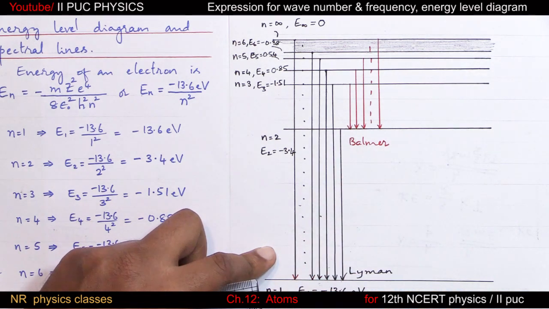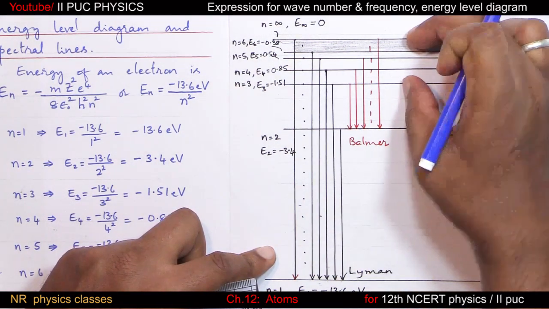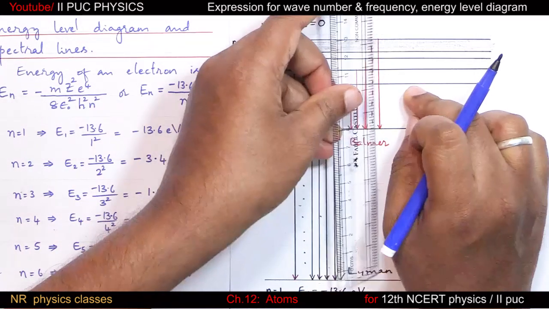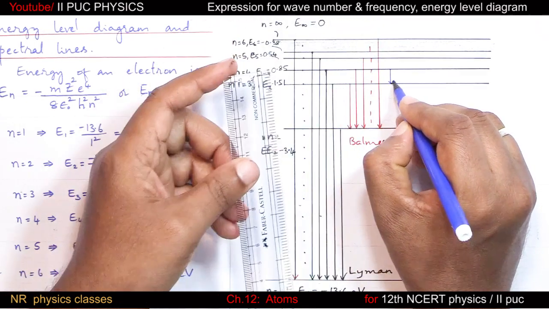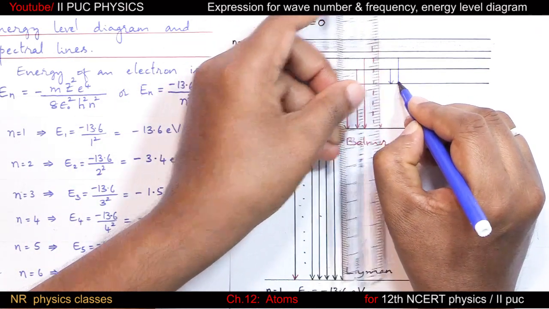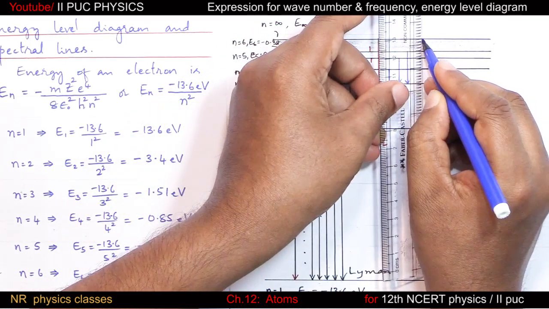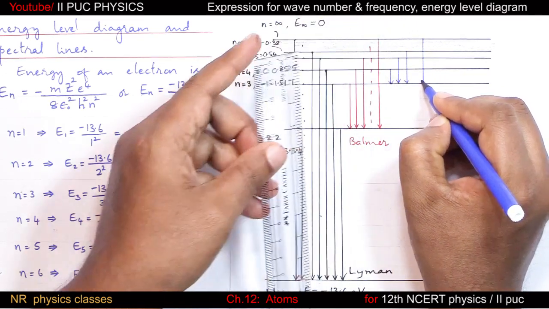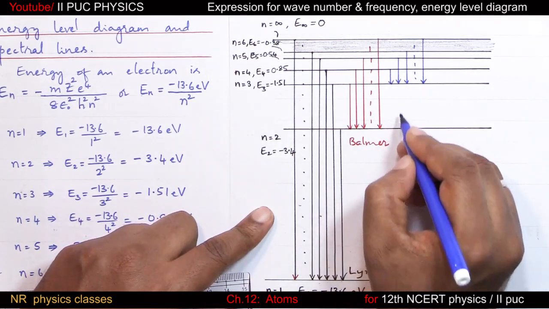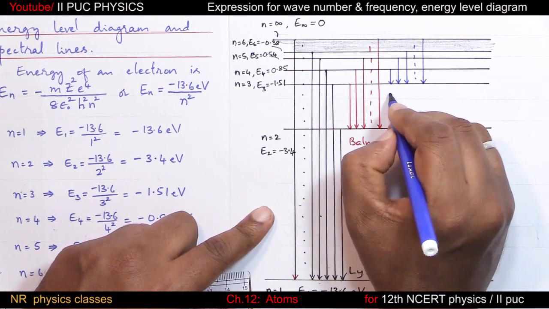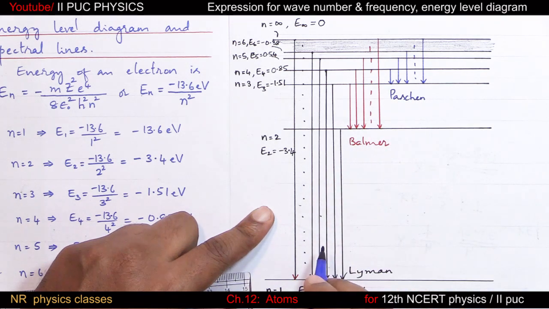Next, higher energy states to the third level. If electron takes transition from 4 to 3, 5 to 3, 6 to 3, ultimately infinity to 3, then this is called Paschen series.